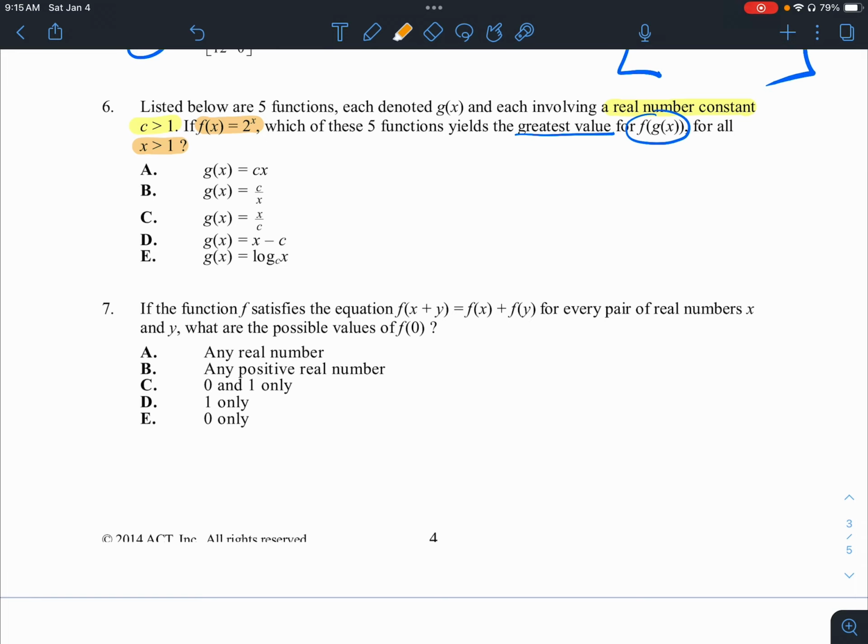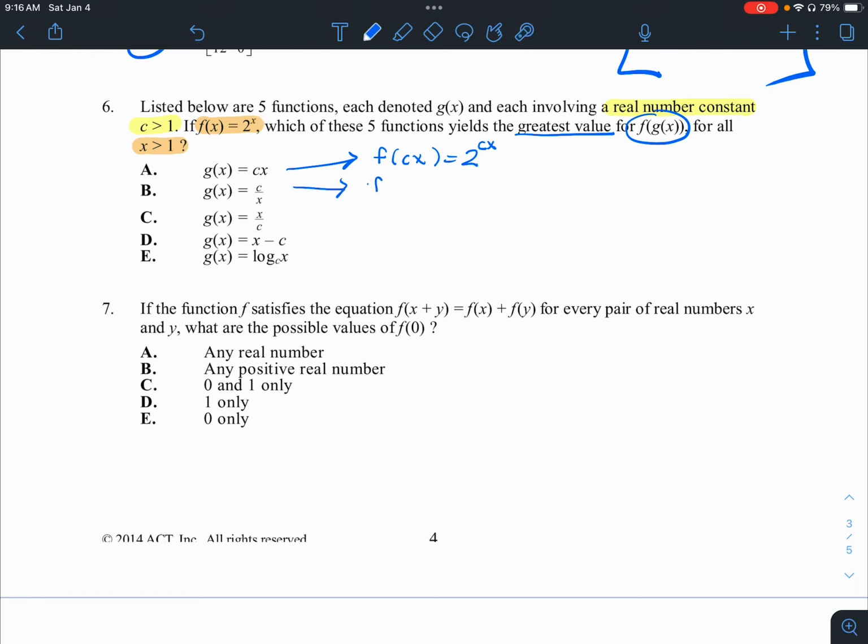Okay, so this is challenging. What they're suggesting is they want us to take each of these g of x functions and substitute it into function f where that x is right there. So I'm actually going to write these out. This is going to be f of cx. We're going to plug a cx into function f right there where that x was. So that would make that 2 to the cx.